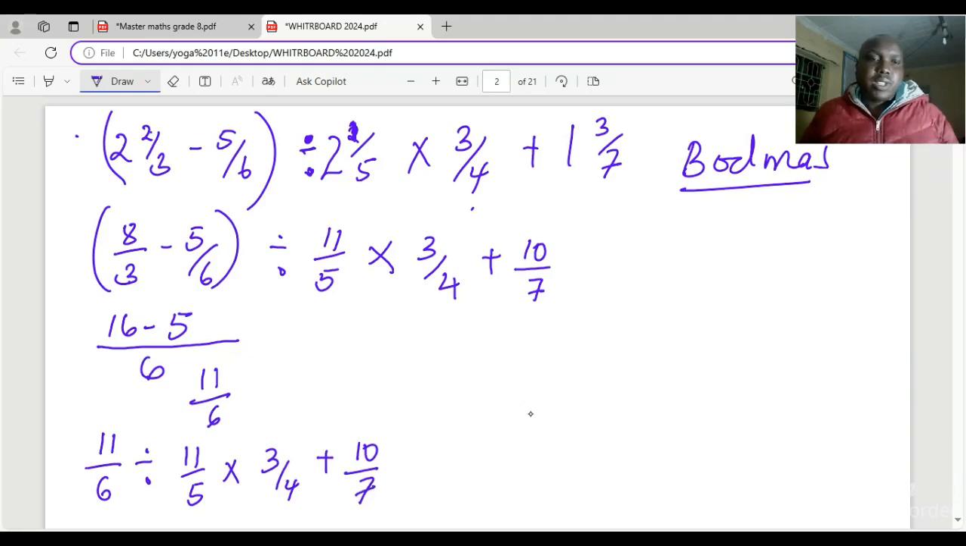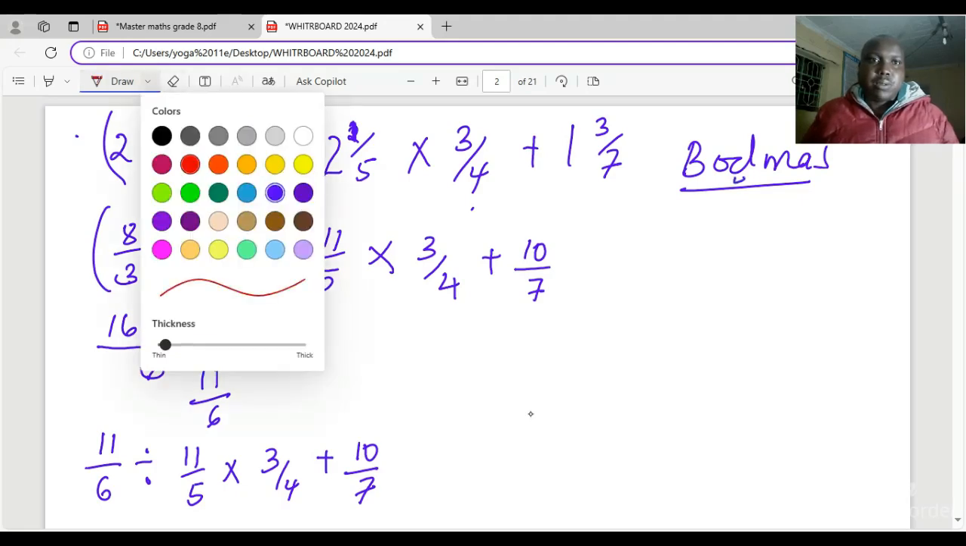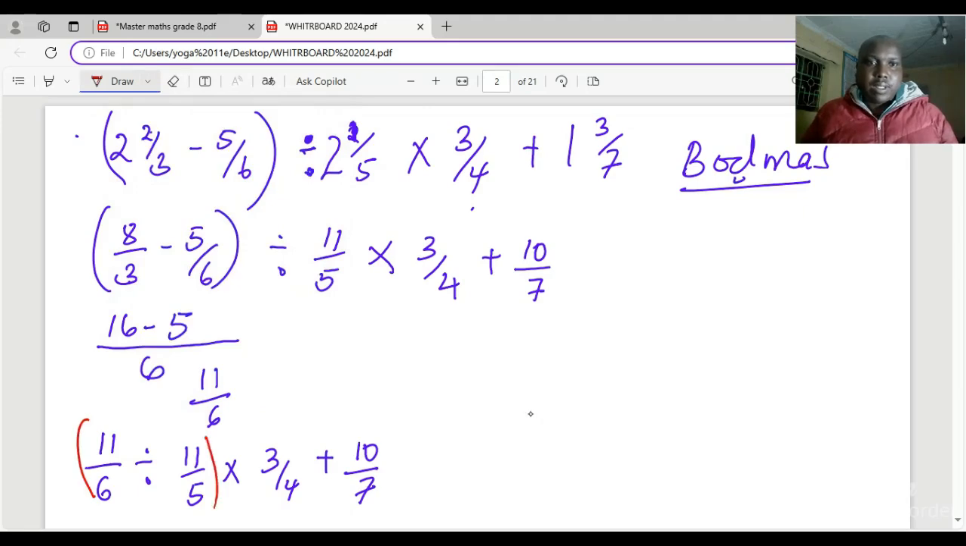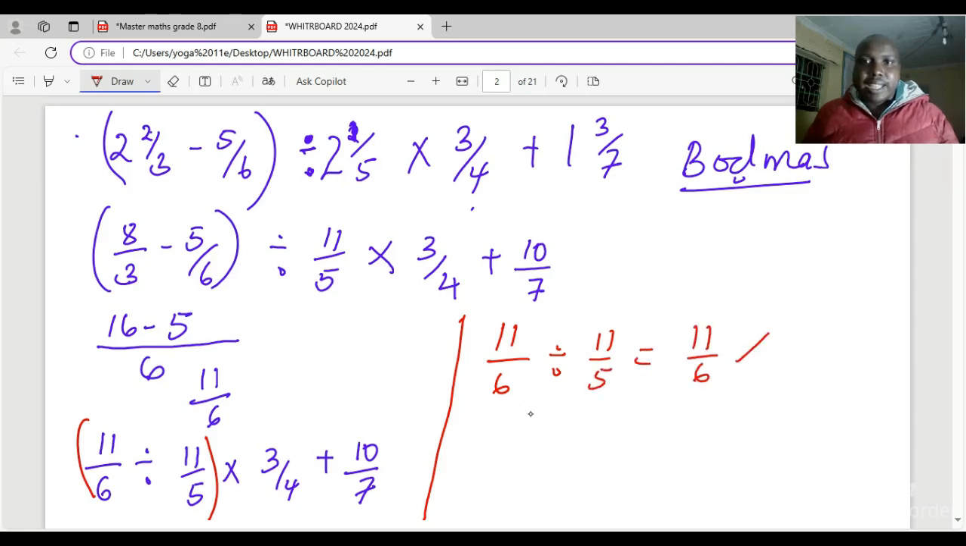Next is off, it is not there. Division is the next one. So next we do division. So 11 over 6 divided by 11 over 5 is the same as 11 over 6 times the reciprocal, 5 over 11. Now 11 and 11 cancel out once. We have 5 over 6 remaining.